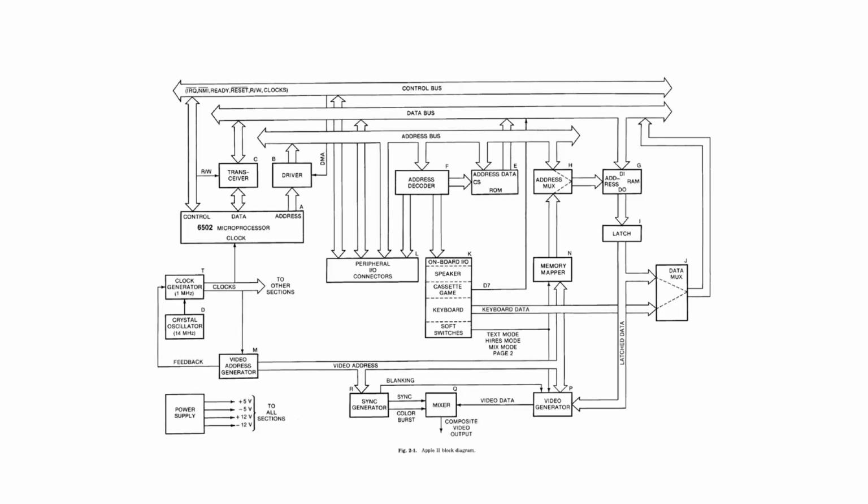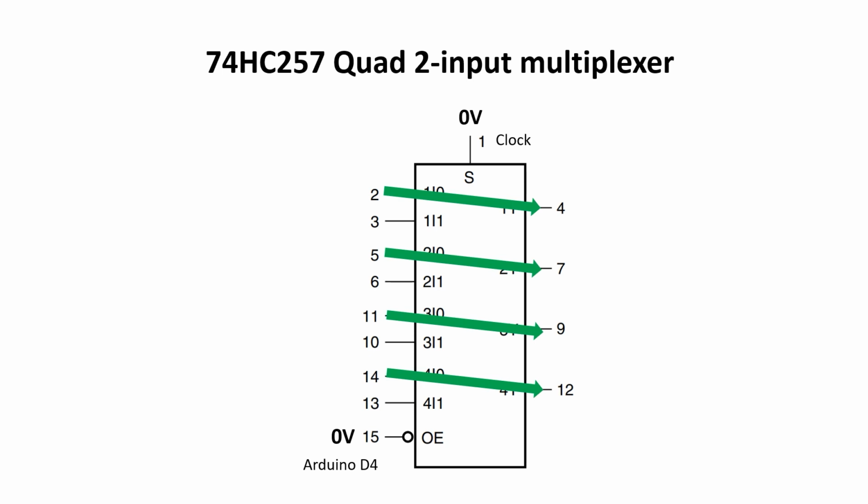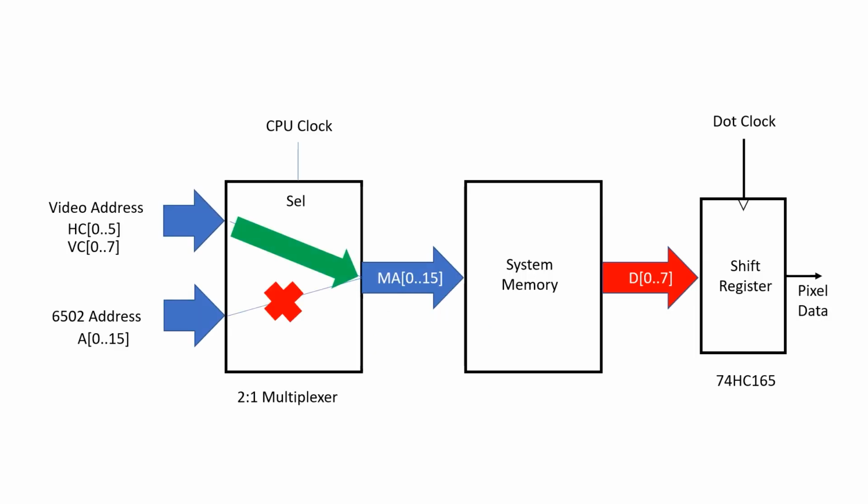In the Apple II main block diagram, we can see the address multiplexer here, and it chooses between allowing the 6502 to have access to the memory or the raster generator to have access to the video memory. A chip that we could use to do this multiplexing is the 74HC257. It has 4 sets of 2-to-1 multiplexers. When pin 1 select is low, the upper pathway is selected. But when the select signal is high, the lower pathway is selected. As before, we can put a shift register on the data bus, and this is how we convert a byte of data into a pixel stream.